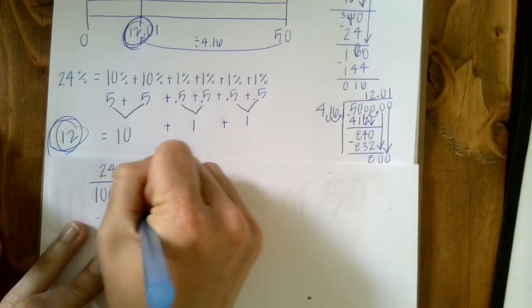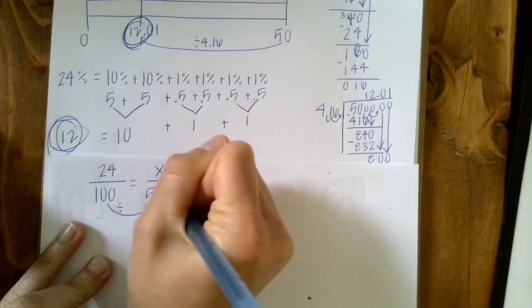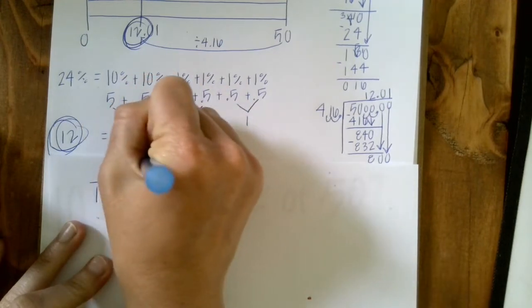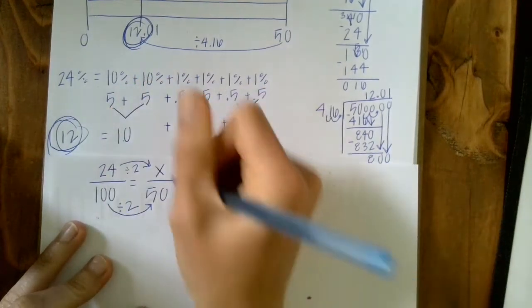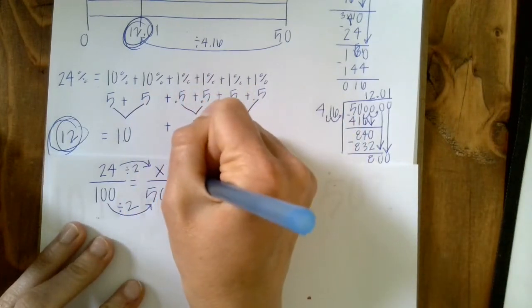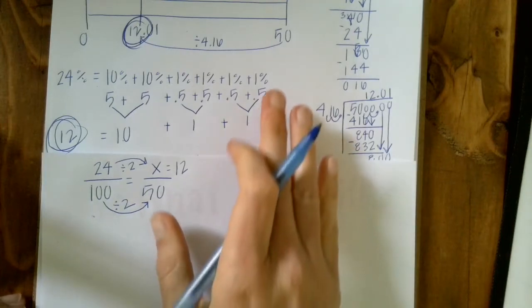So I'm going to say, how do I go from 100 to 50? I'm going to divide by 2. Therefore, I need to divide the top by 2. 24 divided by 2 is 12. So 24% of 50 is 12.